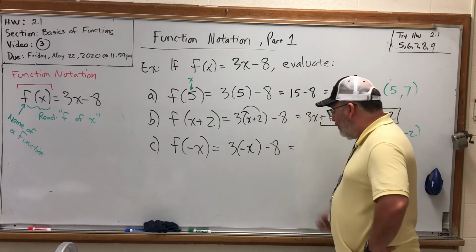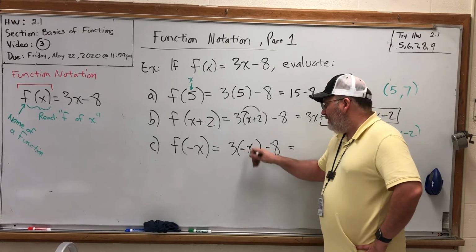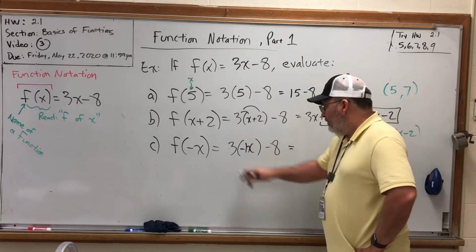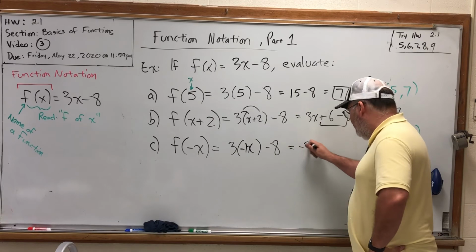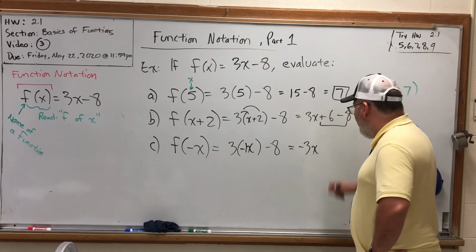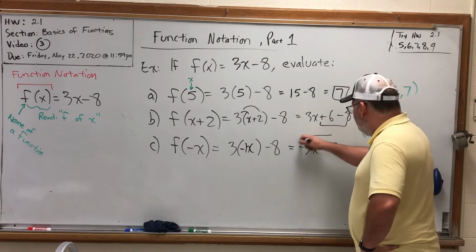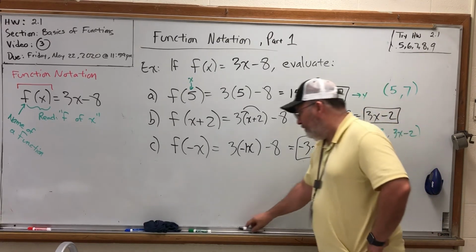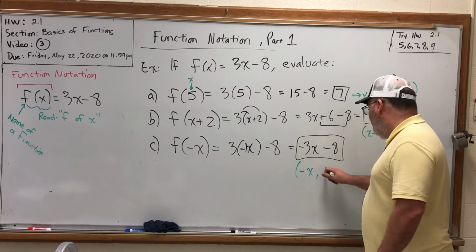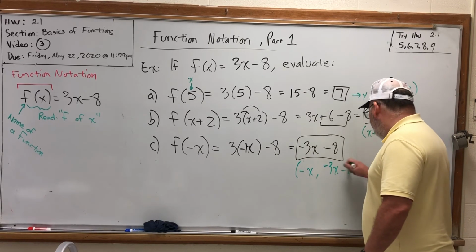So it's really not that hard to work out if you understand that a negative x is really just a negative 1x, and we're just multiplying. So what's 3 times negative 1? Negative 3. So 3 times negative 1x is negative 3x minus 8. And that's as far as we can push that one. So as an ordered pair, we could say negative x, comma, negative 3x minus 8.